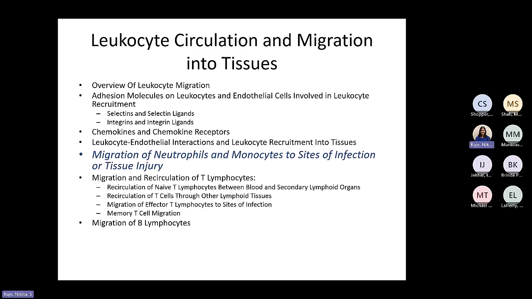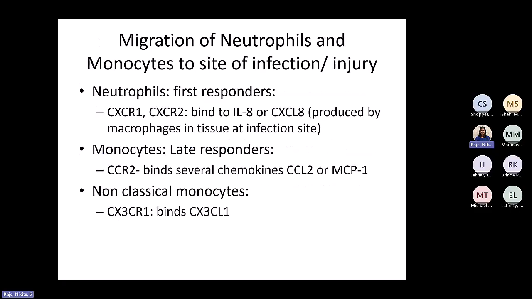All right, moving on, let's talk about migration of neutrophils and monocytes to the site of infection or tissue injury. So now, think about these cells when they are moving from one place to another. The selectins are binding to selectin ligands, integrins are binding to integrin ligands, and then chemokines are binding to their chemokine receptors. And that's what's making these cells move from one place to another. So now we are talking about neutrophils and monocytes and how they move and migrate to the site of infection.